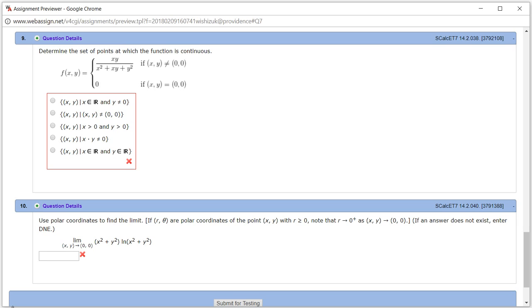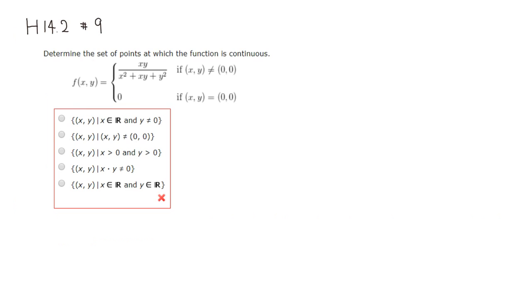So we have to make sure that the limit is actually equal to the function value, in this case 0. So let's look at that. Let's try to find this limit here: the limit of xy over x squared plus xy plus y squared as x comma y approaches the origin. We want to make sure that this is actually equal to 0.